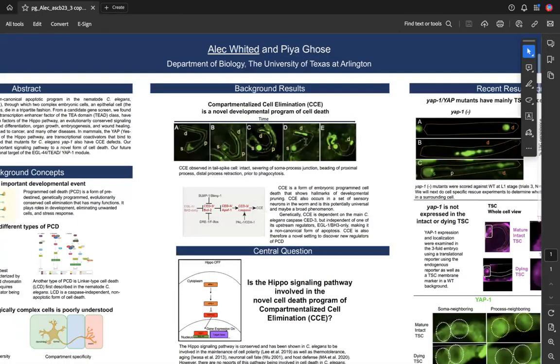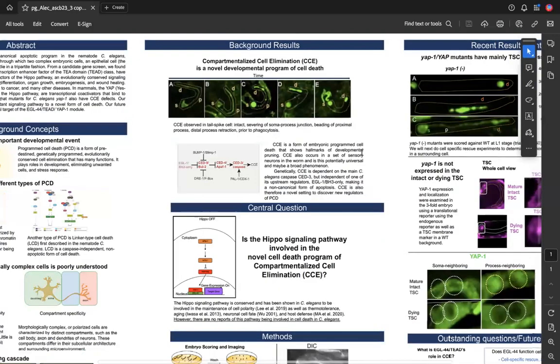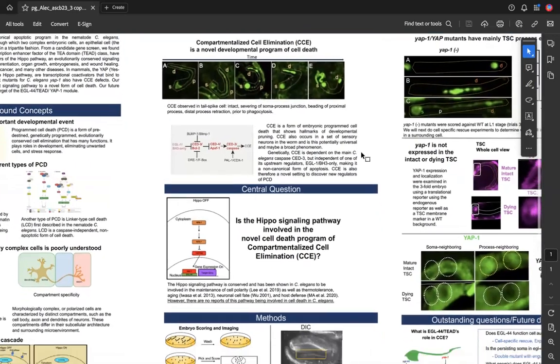Here I'm showing you the classic stages of compartmentalized cellular elimination, or CCE. As the tail spike cell begins to die, the soma, or cell body, rounds up like a standard apoptotic cell. The proximal process undergoes beading, while the distal process retracts into itself. At the end of CCE, two fragments remain, which are the soma and the distal process, both of which are consumed by different neighboring phagocytes.